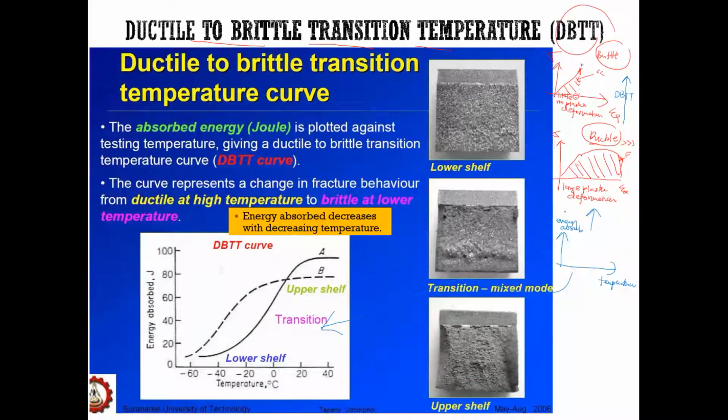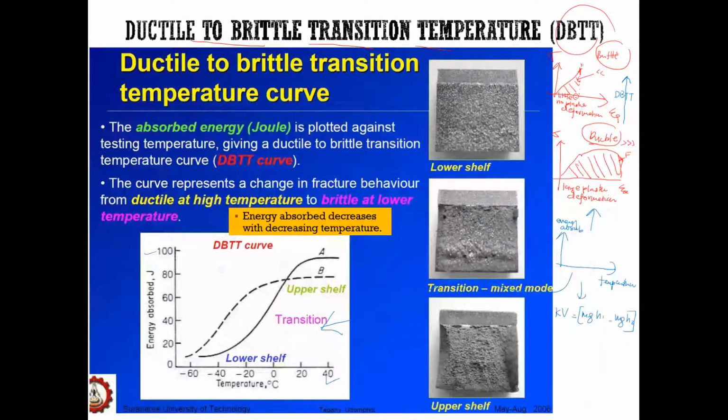From that impact testing, we will have the value of Kv, which is your impact energy, equal to mgh1 minus mgh2. From this value, the energy absorbed from this testing, we can plot it using this graph.